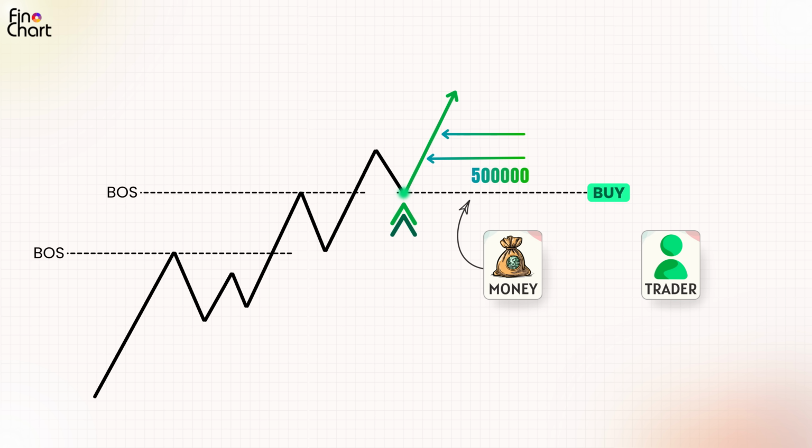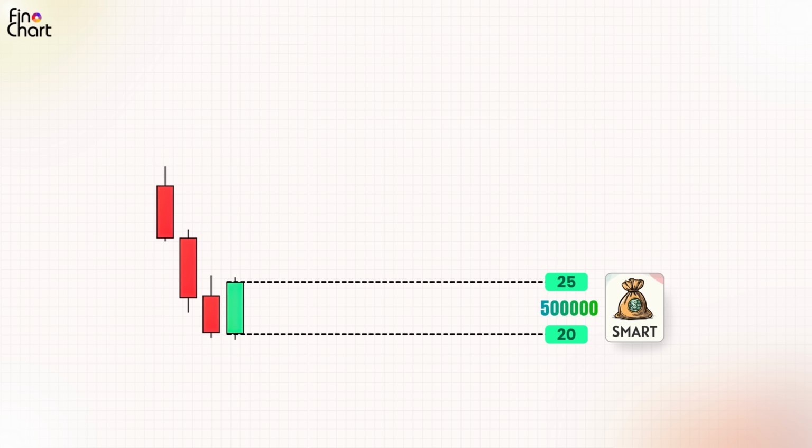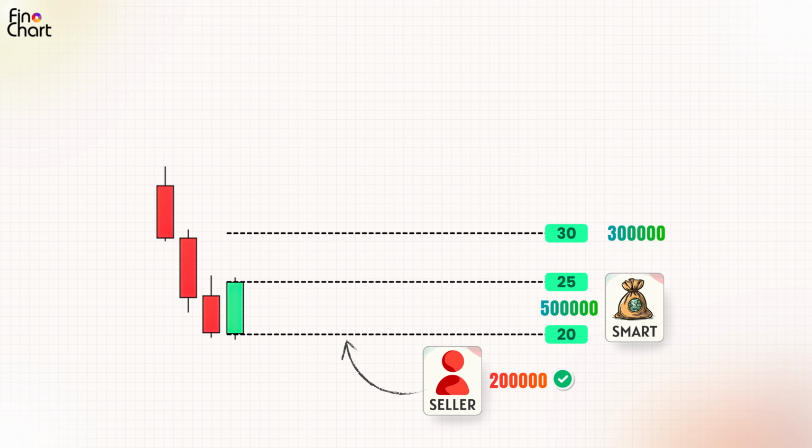Let me put some numbers on this to make it concrete. Say smart money wants to buy 500,000 contracts at the $20 to $25 price range. But at that level, there are only 200,000 sellers available, so only 200,000 of their 500,000 contracts get filled. The remaining 300,000 contracts, they'd have to chase prices higher to get those filled, which would eat into their profit margin significantly. This is exactly why big institutional buyers and sellers never place their entire order at a single price point. Instead, they spread their orders across a zone.